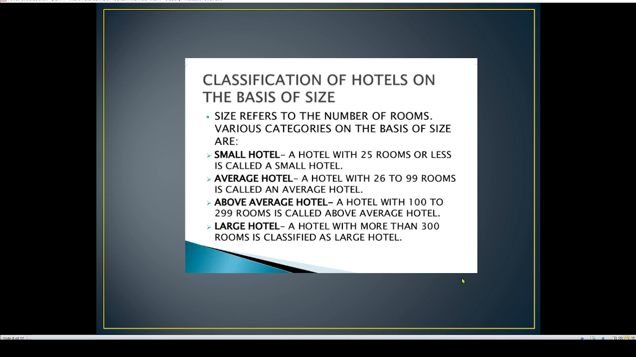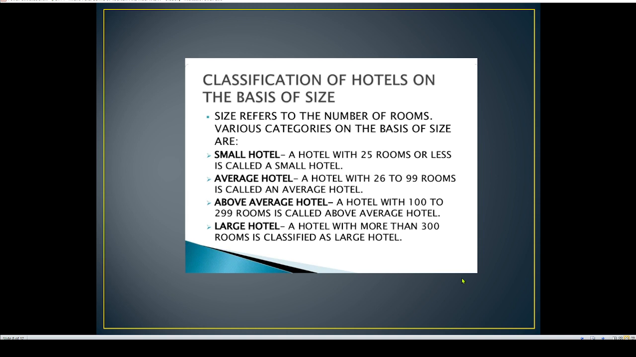So when we are talking about the size, this means the number of rooms. Di ni siya kalabot sa space, di ni siya kalabot sa espasyo sa usa ka hotel, but this is talking about the number of rooms, no? So we have it here, small hotel. A hotel with 25 rooms or less is called a small hotel. Okay? The next one is average hotel. A hotel with 26 to 99 rooms is called an average hotel.